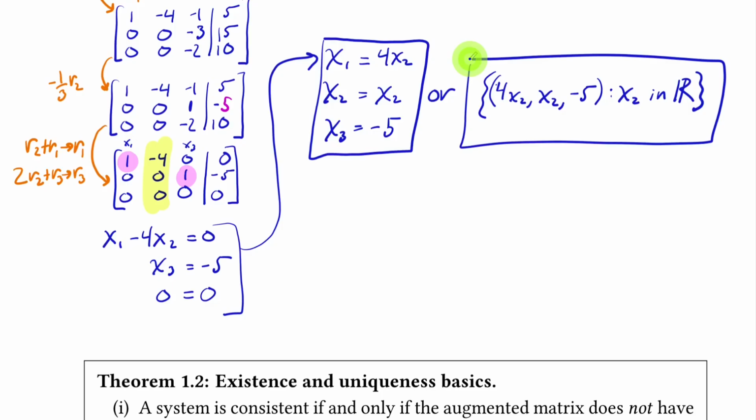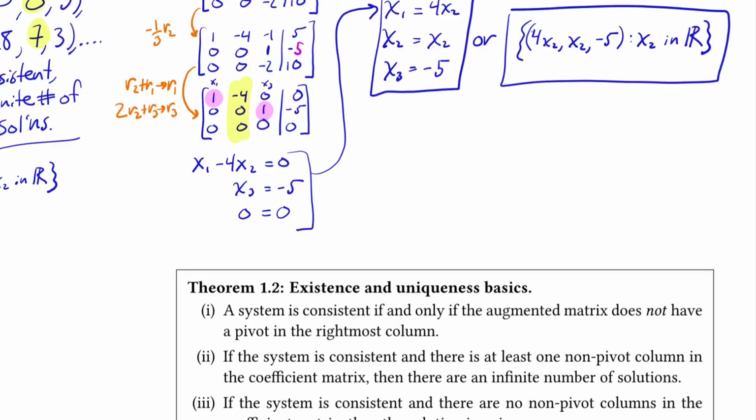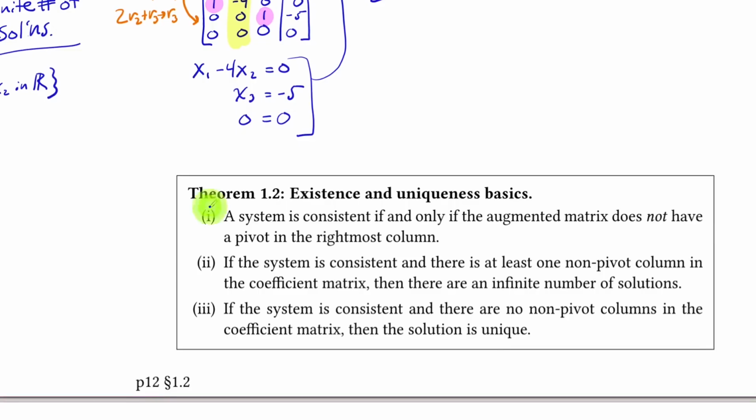Okay, at this point, we are ready to read the existence and uniqueness theorem here, which is going to be a really important one to understand. Why this theorem is true, we're not really formally proving it because I think this is one where examples help you understand it better than a proof would. Now, the first thing it says, part 1 here, is a system is consistent if and only if the augmented matrix does not have a pivot in the rightmost column.